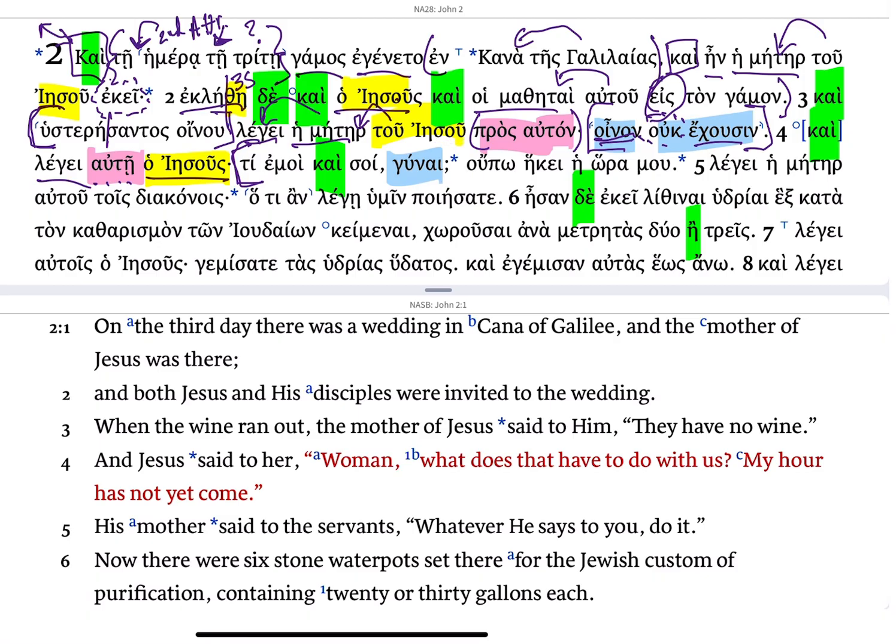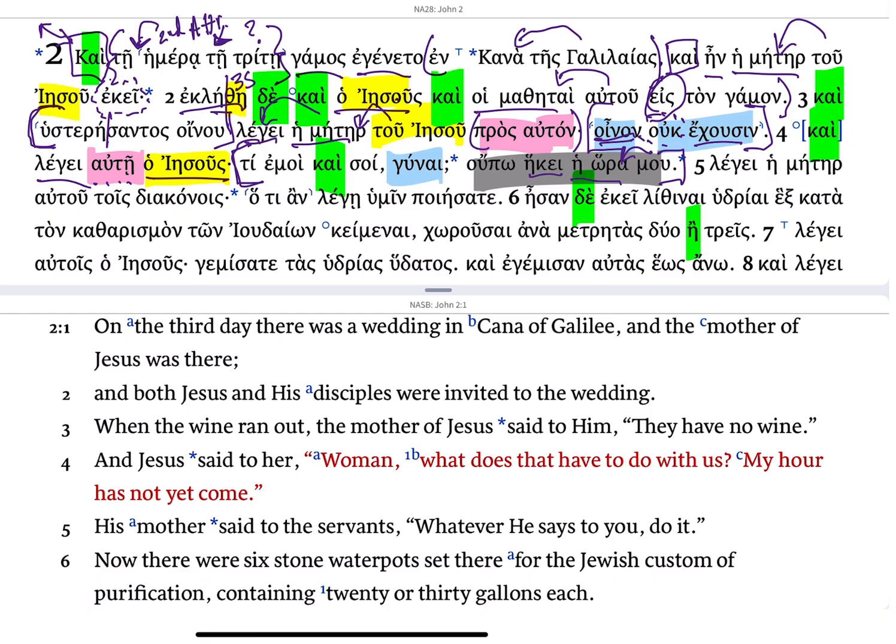Now he says, continuing on, the direct speech continues: "Not yet has my time arrived, my hour. My hour not yet has arrived." This obviously relates to a theme in John's gospel. This may be the first instance of it. If so, that seems significant.